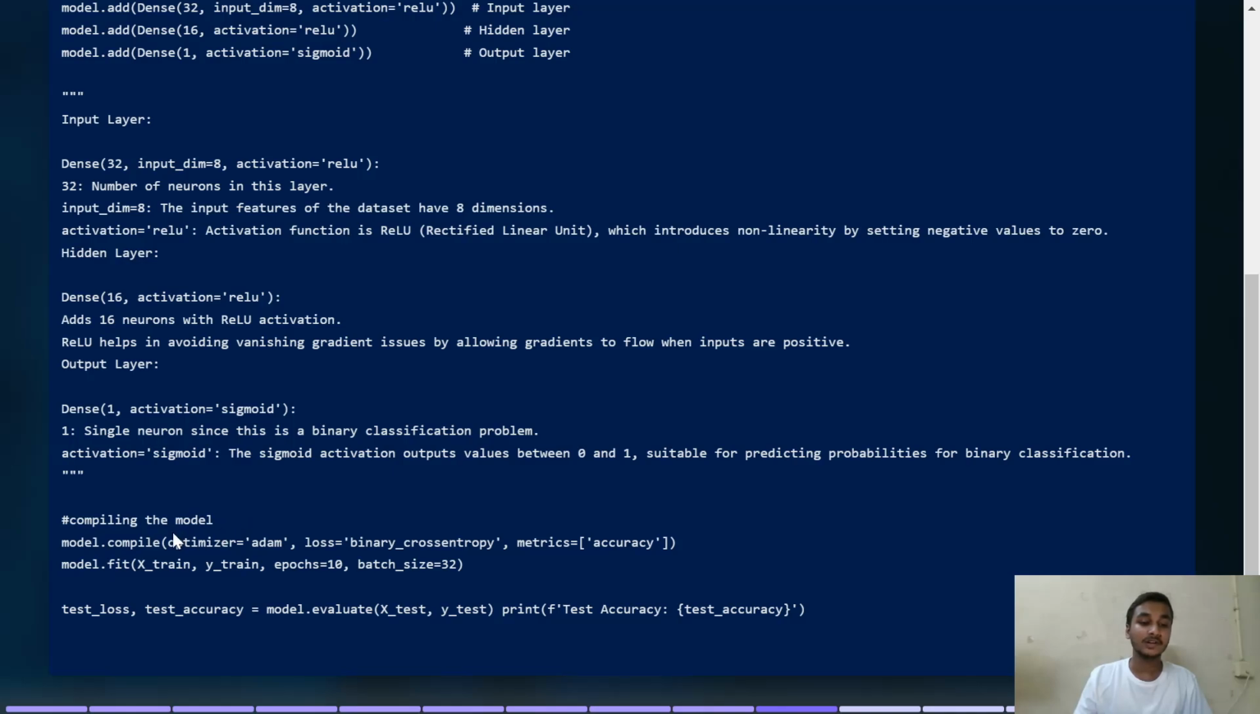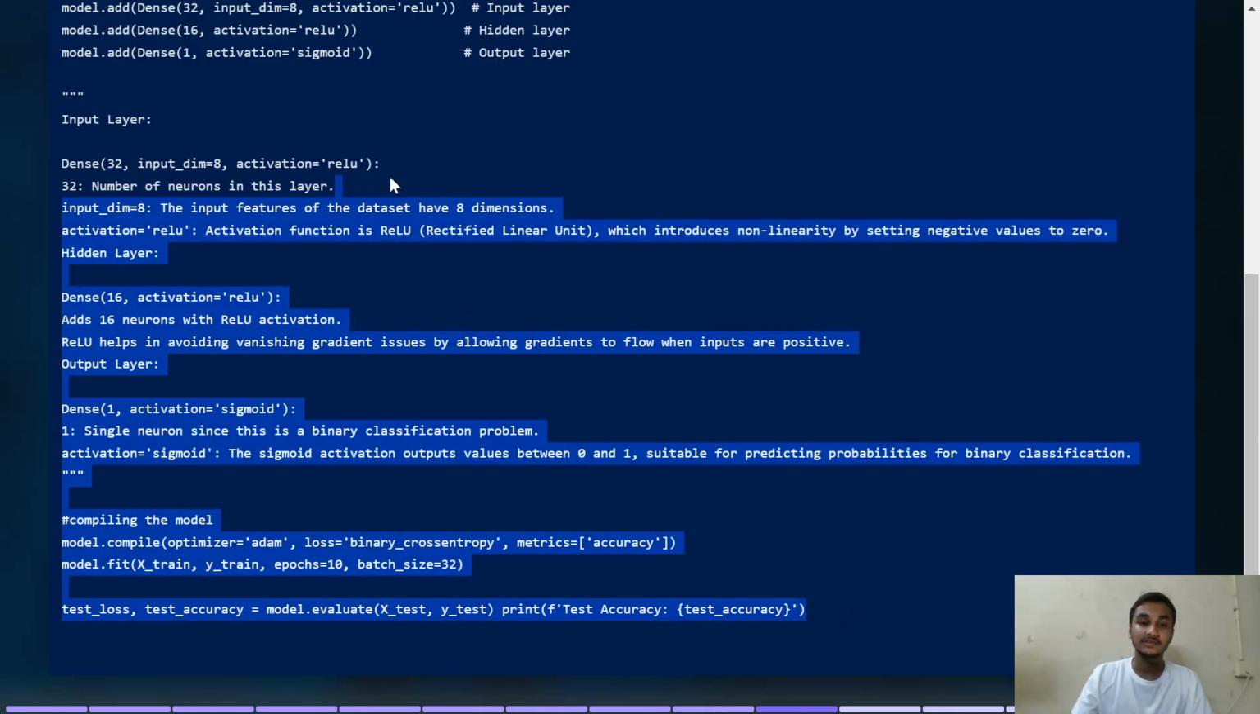Then we will compile the model using optimizer equal to Adam and loss equal to binary cross entropy. Adam is an optimization algorithm, and binary cross entropy is a loss function. Then we will fit the model using model.fit and then we are going to calculate the test accuracy. Now let's copy this code and paste it in Jupyter notebook.